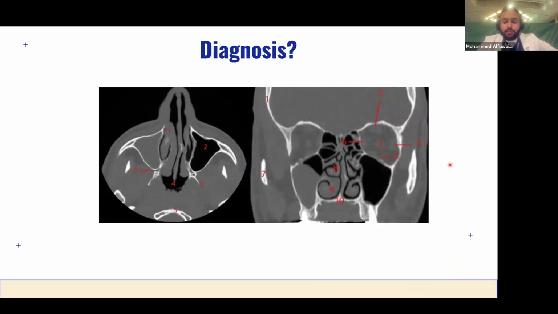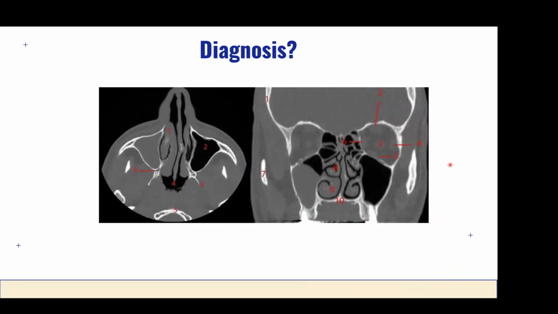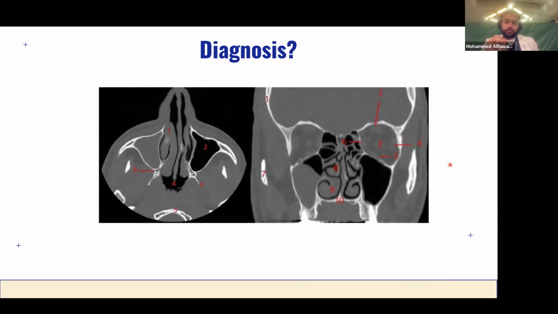Which is this case. What is this disease? What's the diagnosis? Maxillary sinusitis. Is it only sinusitis?